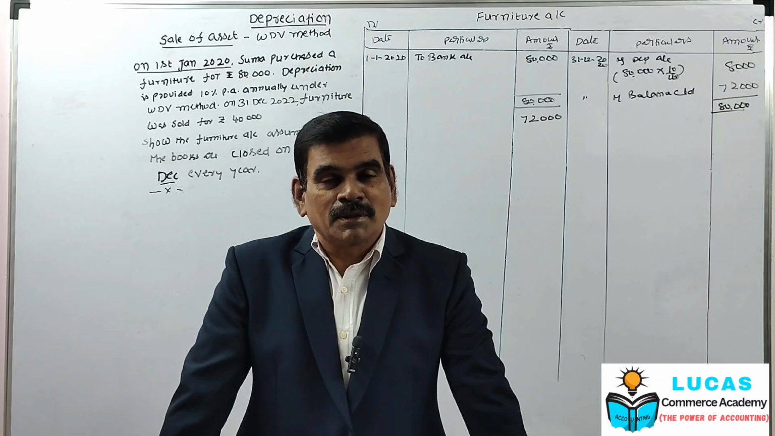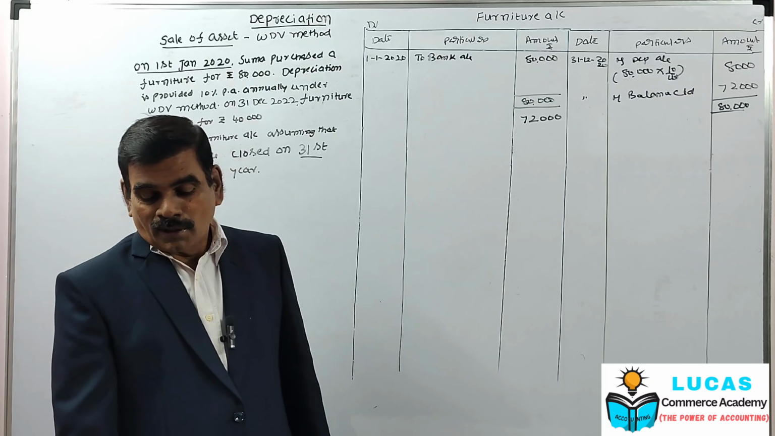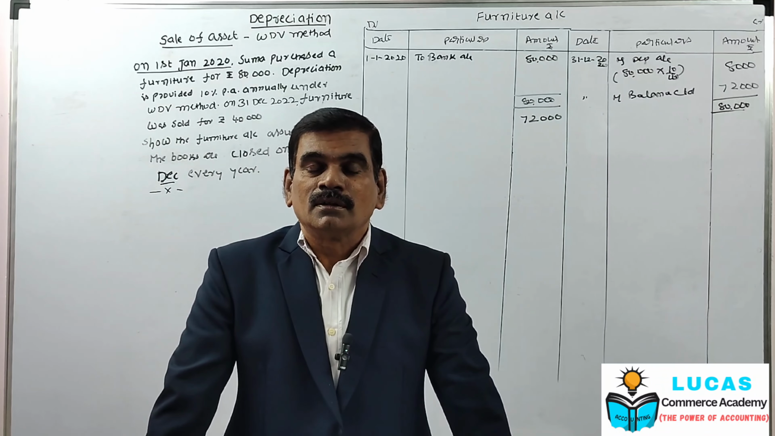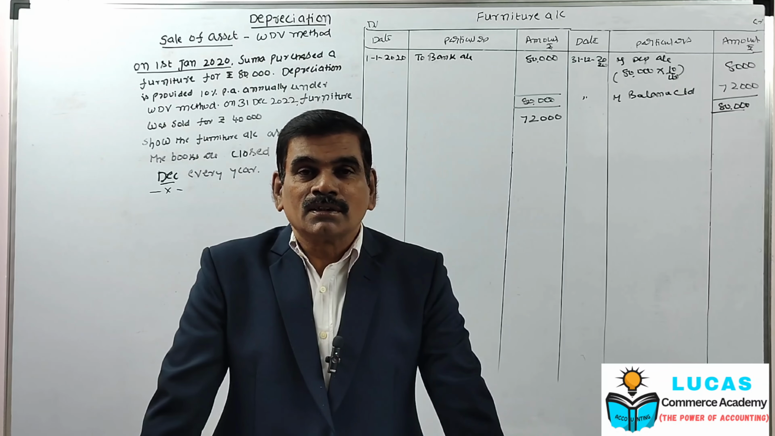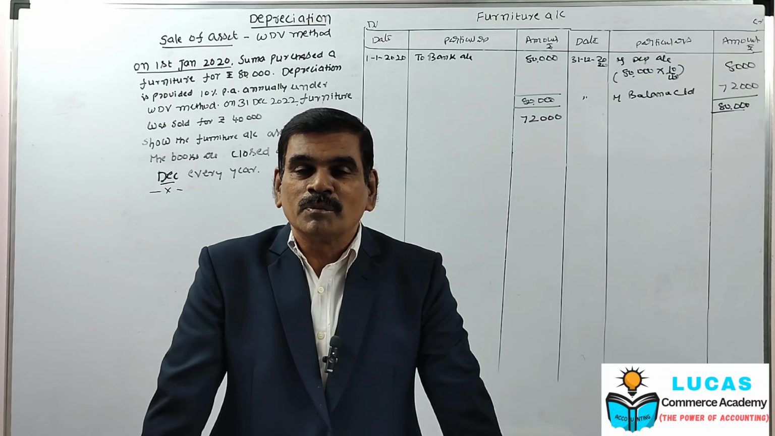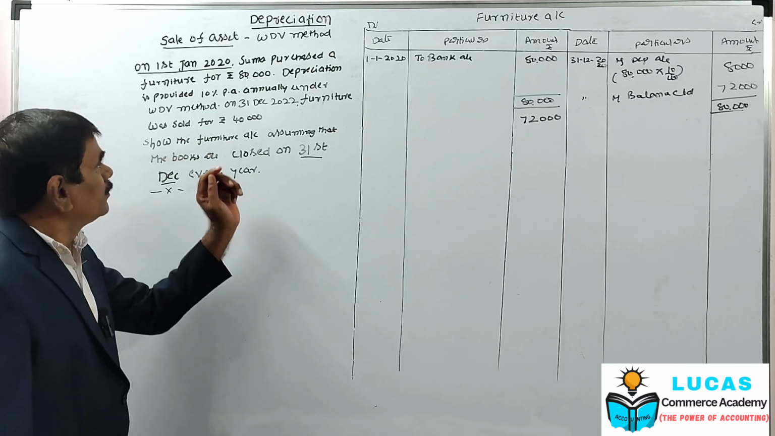Now, get into the subject. So today, as a part of depreciation, let us discuss sale of asset under diminishing balance method, or written down value method, or reducing balance method.